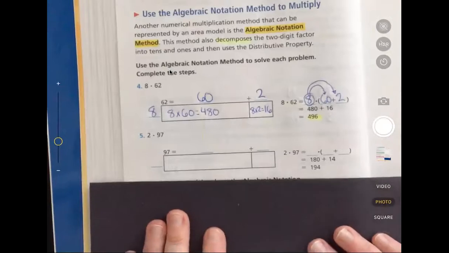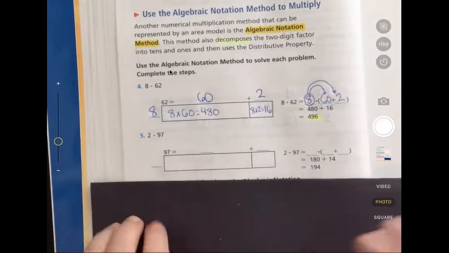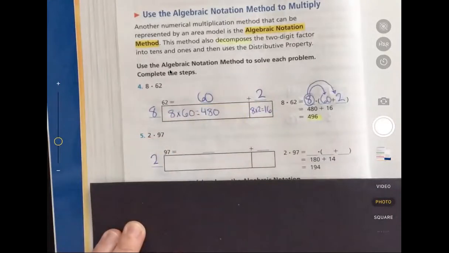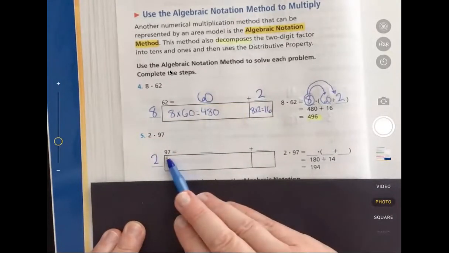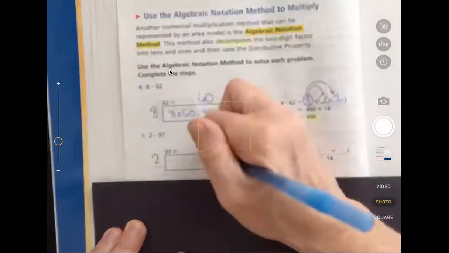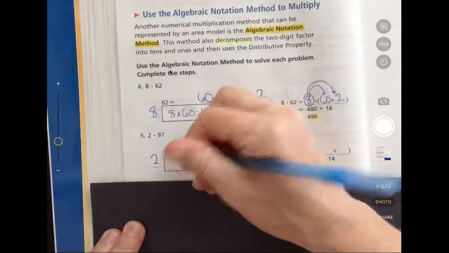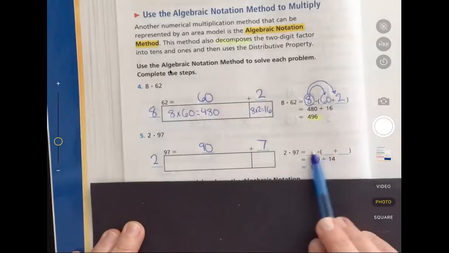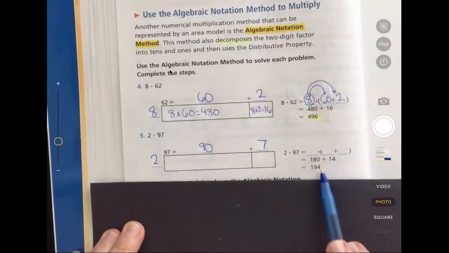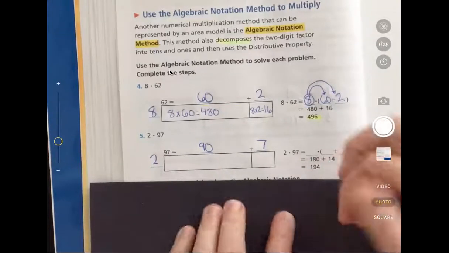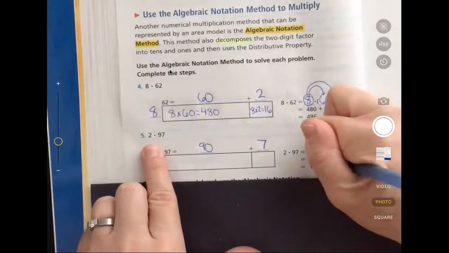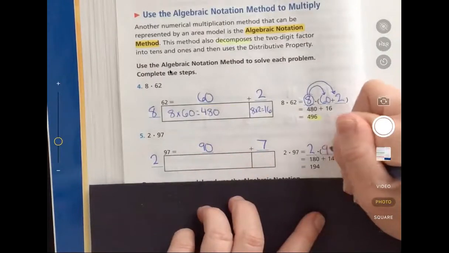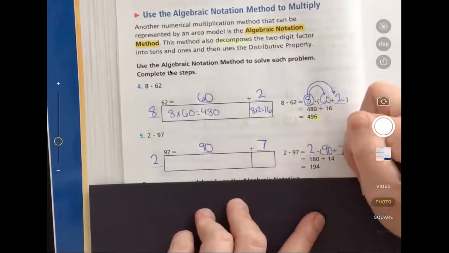Let's do this one. 2 times 97. Well, let's start labeling. We've got our 2 down, then we're going to break up our 2-digit number into tens and ones. 9 tens is 90 plus the ones that are left is 7. Okay, here it is. Now we're going to write it. We're going to really be thinking about our numbers. We'll start on the outside with our 1 digit. That's 2 times now our decomposed, our broken up number, 90 plus 7.